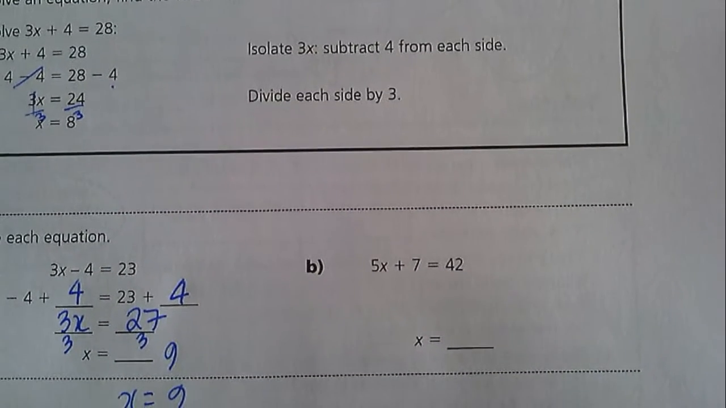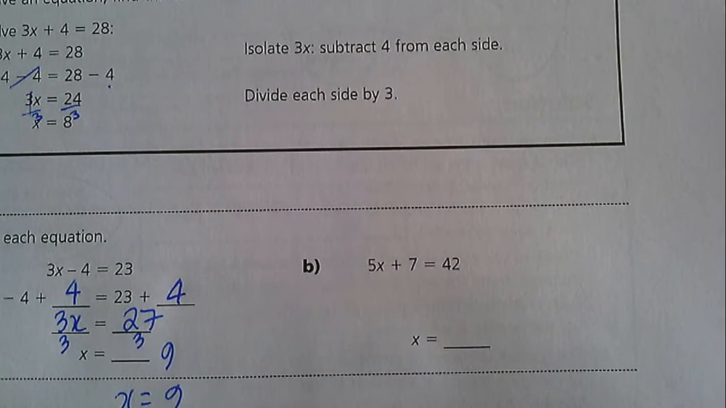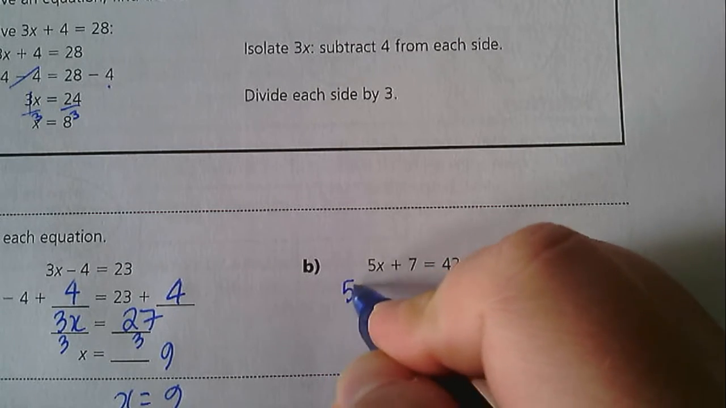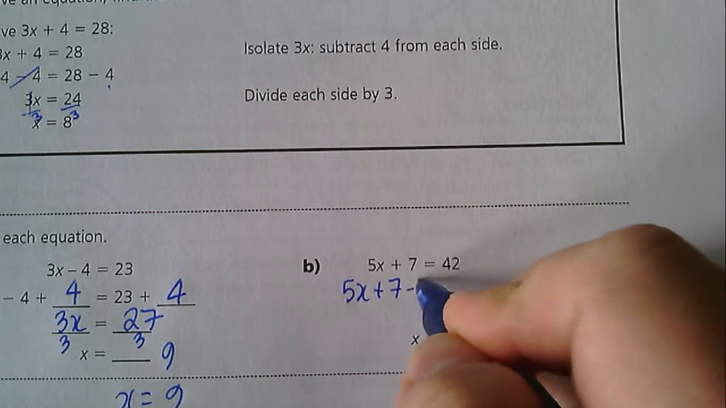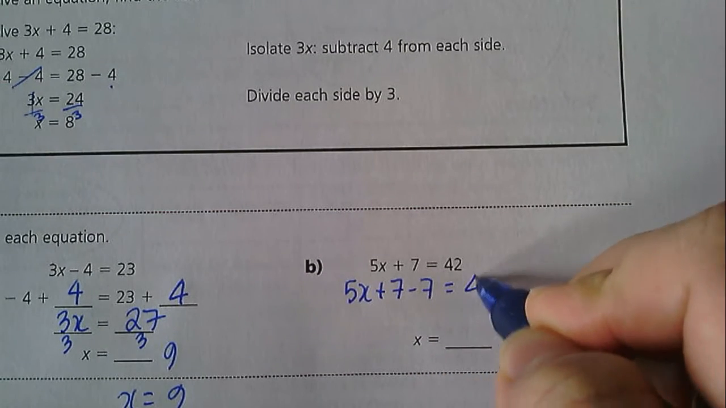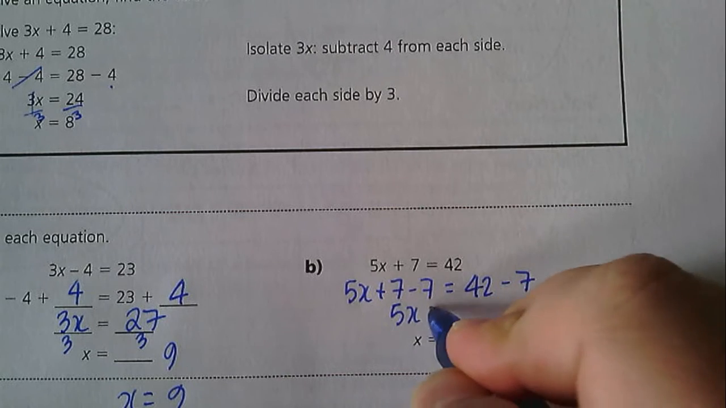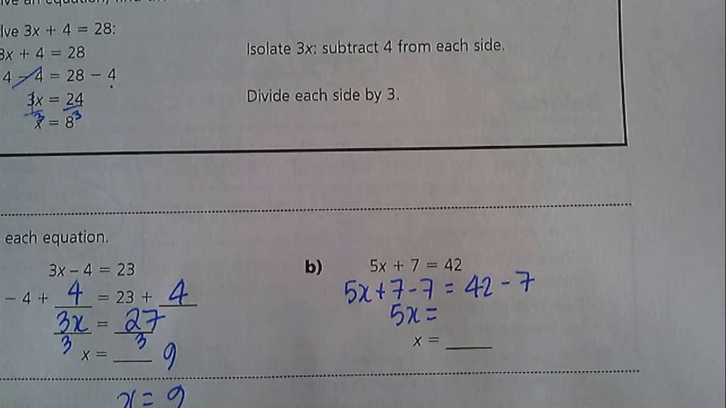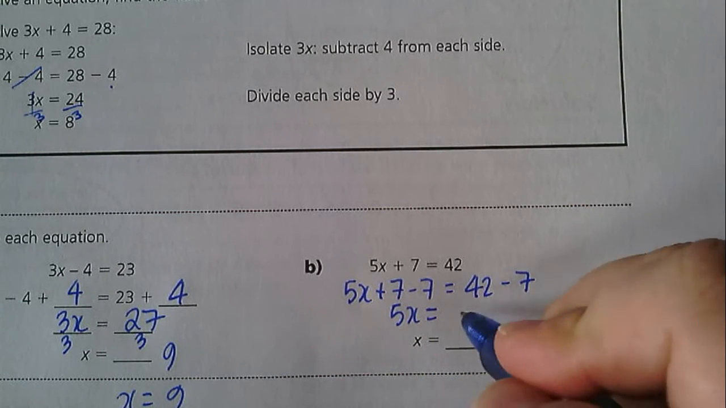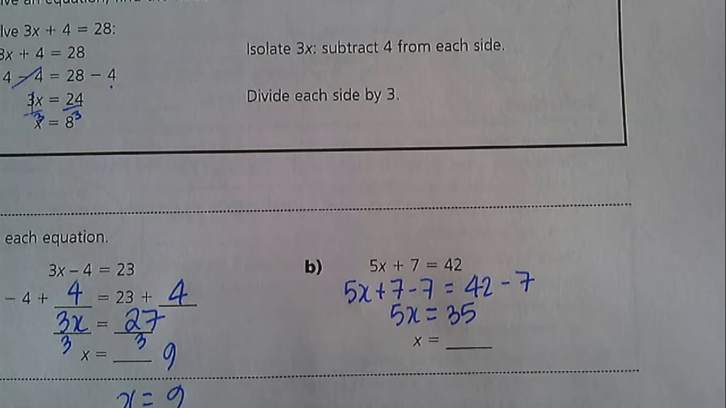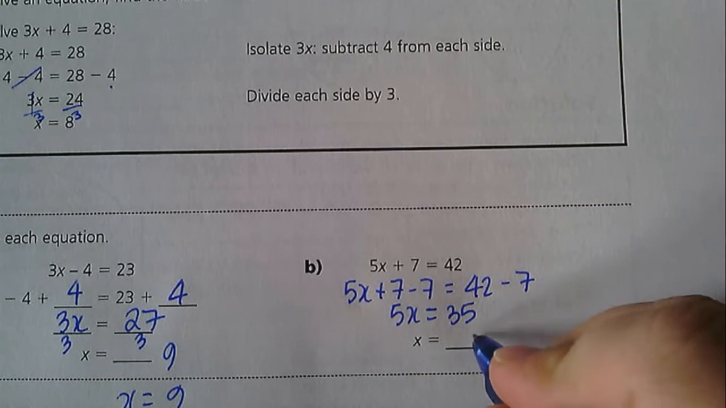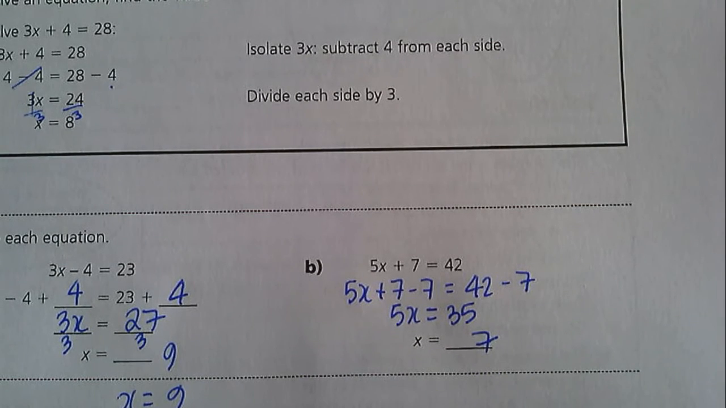And for the next one, they don't show you all the steps here, but we're going to go through the same process. So I need to solve for x. That means I have 5x plus 7, minus 7. And on the other side, I also have to subtract 7. Then I'm left with 5x equals 42 minus 7, which is 35. Now I divide both sides by 5 to get a final answer of x equals 7. So that's how we're going to do those ones.